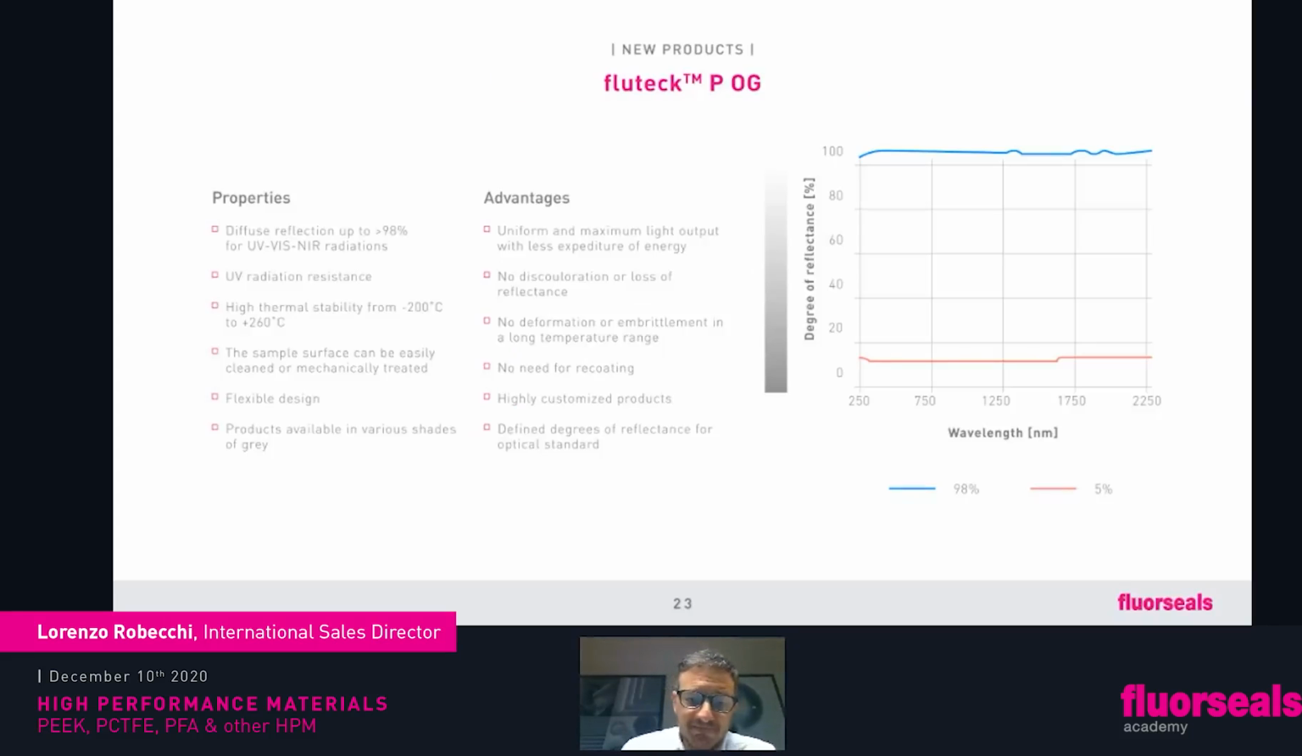Finally, last but not least, a new product. We go back to our PTFE, and this is a Flutec P OG, which means optical grade. It is a PTFE specifically designed for the lighting industry, for technical applications in the light industry. Very quickly, let's look at the graph on the right. The column means that you can have PTFE optical grade ranging from white to black.